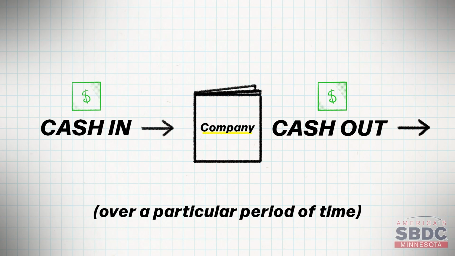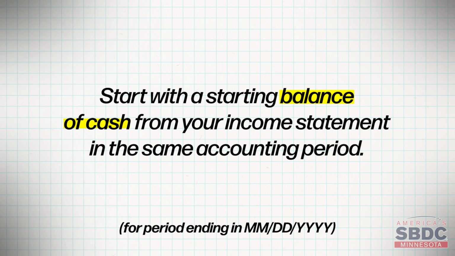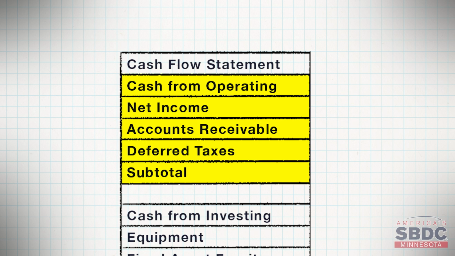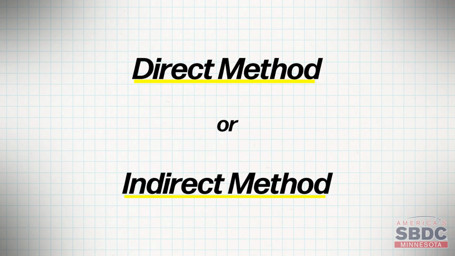The cash flow statement provides insight into how a business used or received cash during a specific period of time. They are an important financial tool when it comes to value in a company and understanding how it operates. To set up a cash flow statement, you'll start with a starting balance of cash from your income statement in the same accounting period. Next, you will calculate cash flow from operating activities. These operating activities will be either the direct method or the indirect method.